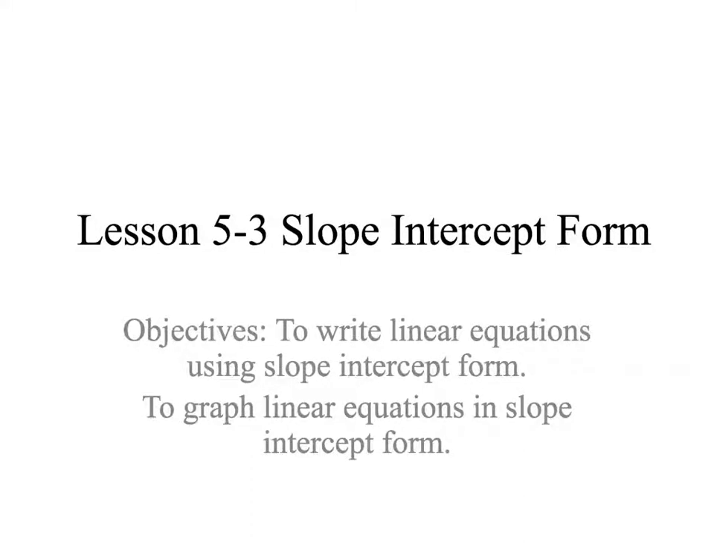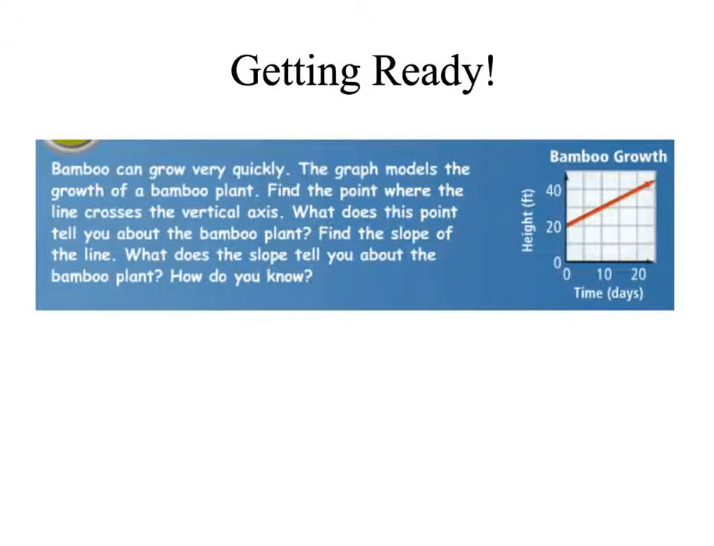Alright guys, lesson 5-3 is called slope-intercept form, and this chapter is really important, so make sure you copy down all of the formulas and the vocabulary and stuff. So the objectives here would be to write linear equations in slope-intercept form and then be able to graph linear equations in slope-intercept form. Okay, so this getting ready box, I think this is a really good example.